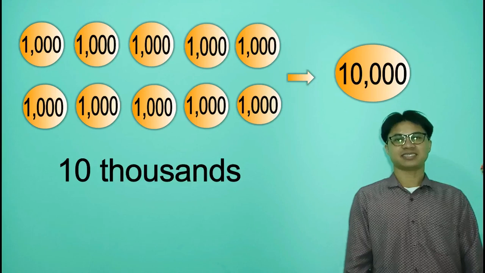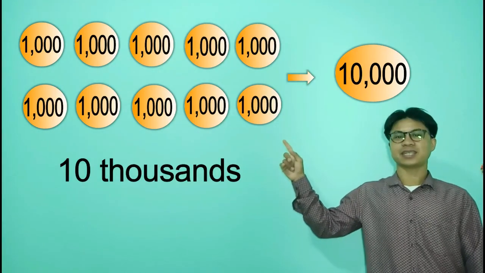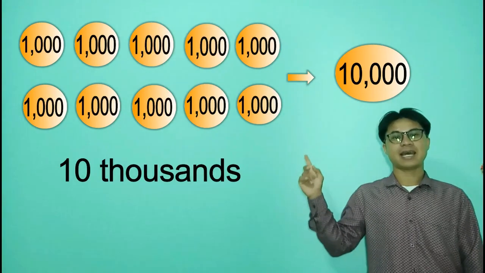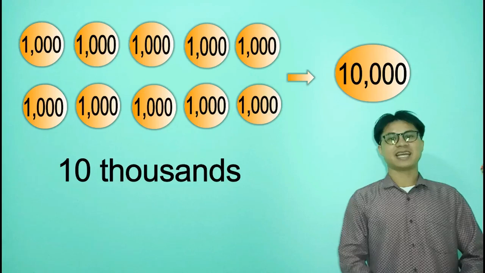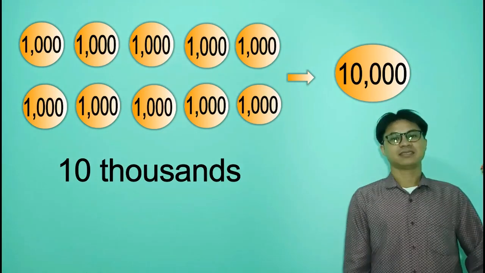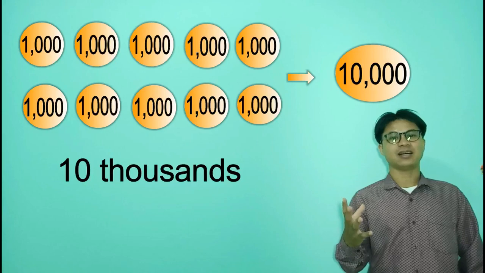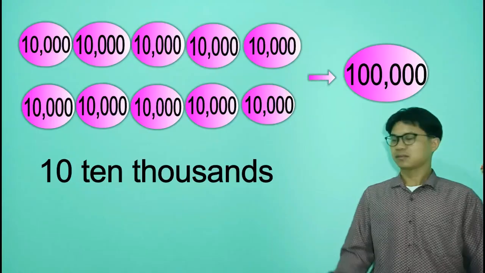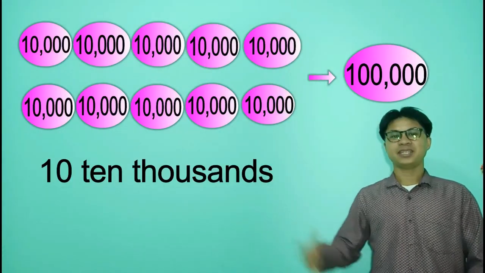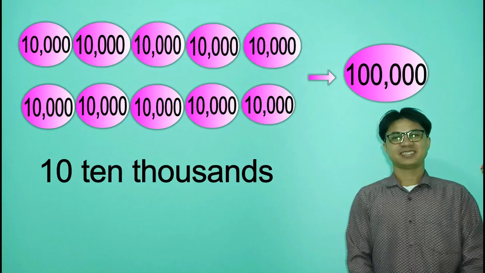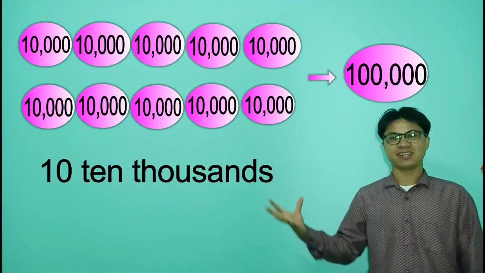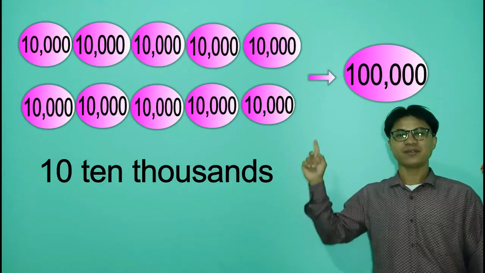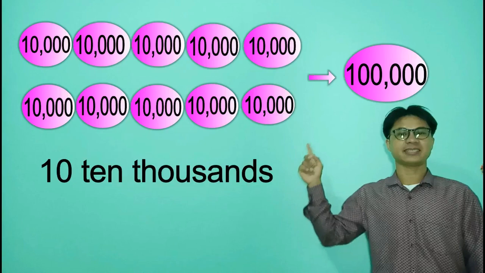Okay. Next, we have here 10 thousands. So if you count, how many 1,000 here? 1, 2, 3, 4, 5, 6, 7, 8, 9, 10. So there are 10 thousands. So if you add this, then we have the total of 10,000. Okay. How about this one? How many 10,000s here? So there are 10 also. So if you count the 10,000s here, 1, 2, 3, 4, 5, 6, 7, 8, 9, 10.